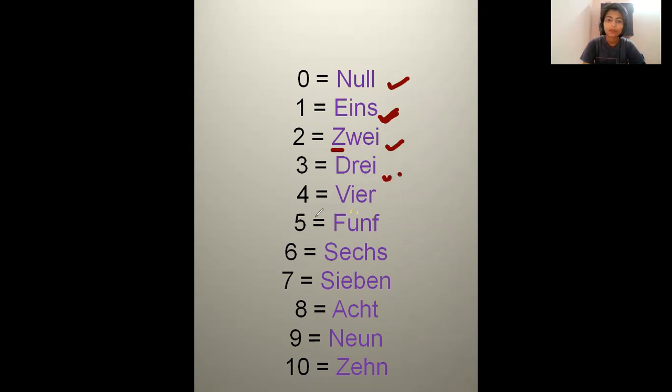Drei. Then 4 is called vier. We know that V has a F sound in German. So vier. R is not having R sound here. Mostly what happens that whenever R is at the end of some German word, then mostly it is neglected by giving a sound. So it's a fear instead of fear. It's fear. Okay, fear. Then 5 is called fünf.